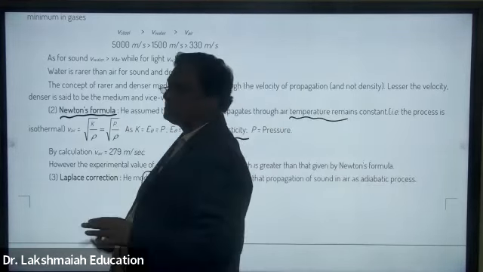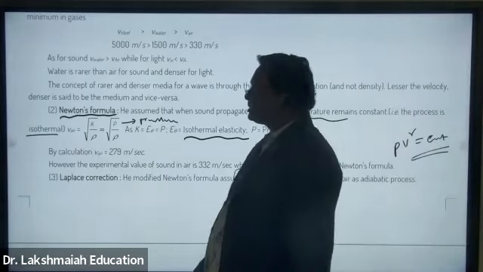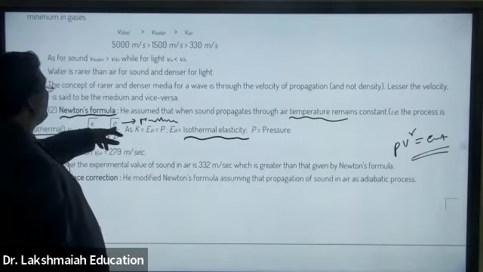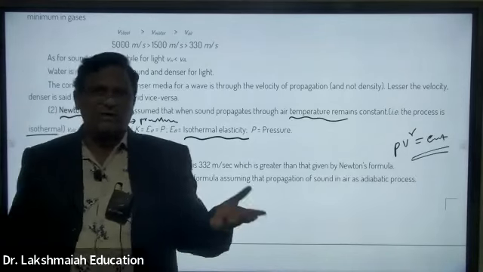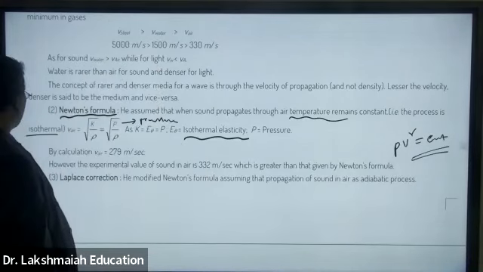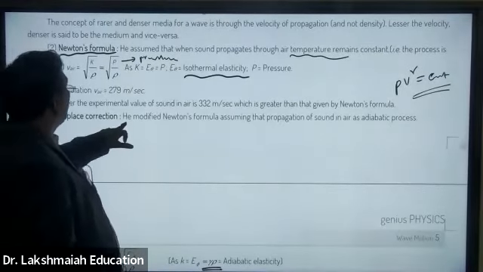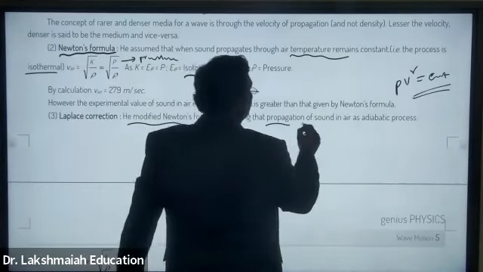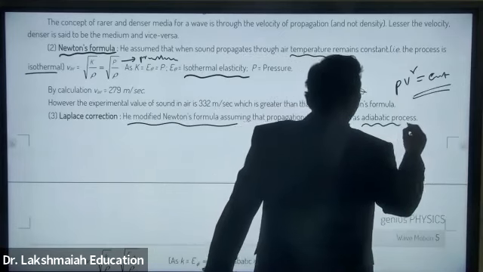So the heat energy given to the system is equal to 0. Is it correct or not? Yes, sir. There you will get PV power gamma is equal to constant. So according to the adiabatic process, we can write PV power gamma is equal to constant. So Laplace corrected Newton's formula. Instead of P, you write gamma P. That's only Laplace correction. He modified Newton's formula, assuming that propagation of sound in air is an adiabatic process.